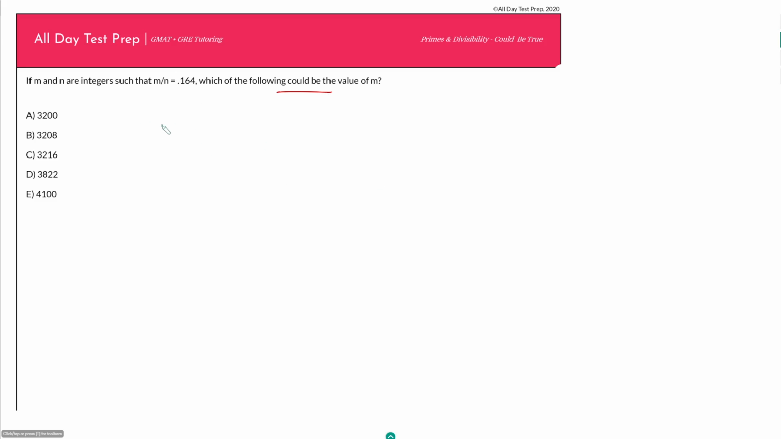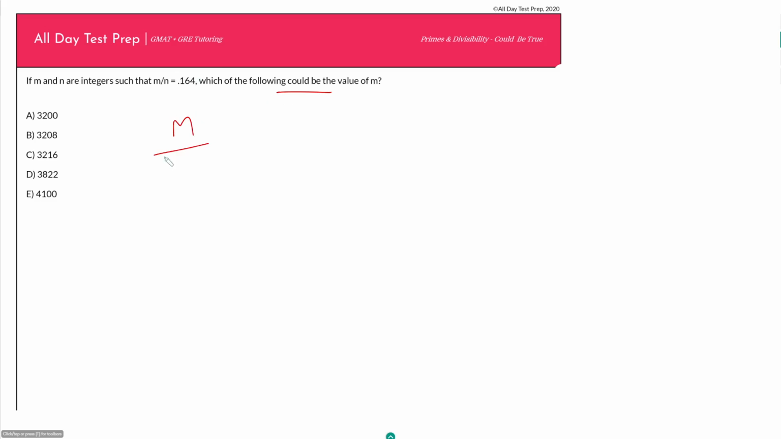So I say just go as far as you can go until you can determine something about m. The more specific the piece of information, the more specific the property that you can determine about m, the higher the probability that only one of your answer choices will fit that pattern. So I want to figure out what could be the value of m. I just want to figure out anything about m to start.